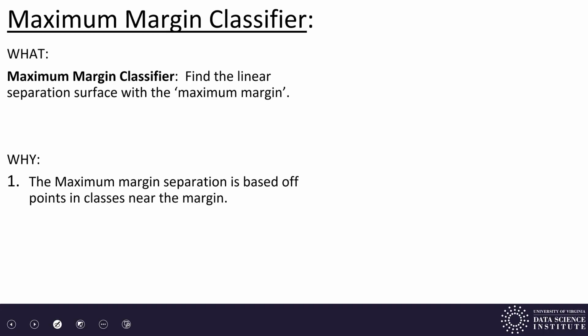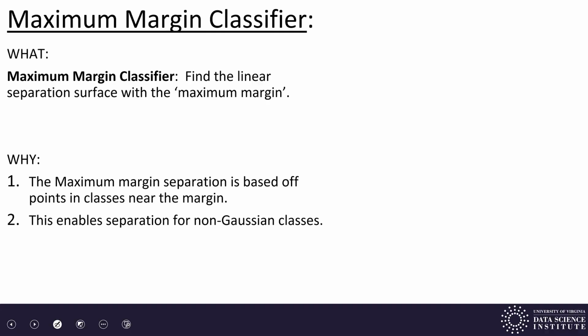The maximum margin separation is based off points in the classes near the margin. And so in a sense, it optimizes by the things you need to separate. Philosophically, for the maximum margin classifier, those are the most important points, right? The ones that are near the border between the classes. So we're looking for separation based on those most important points.